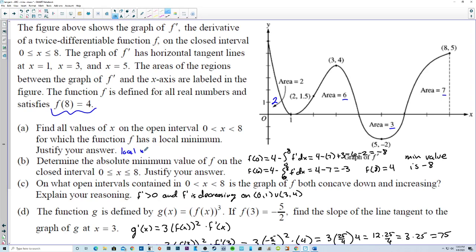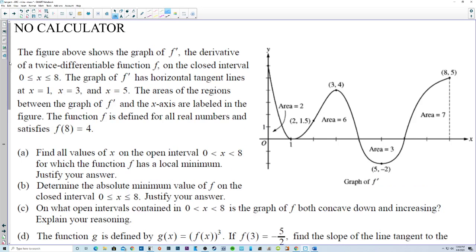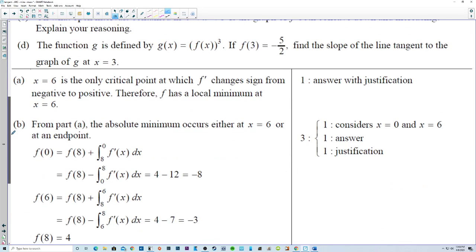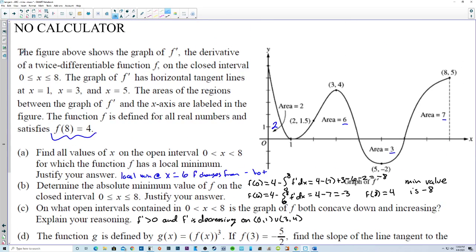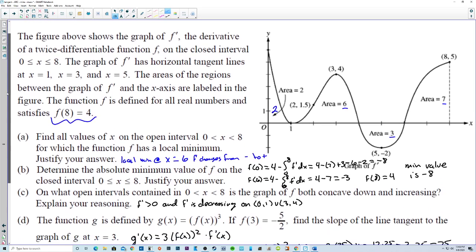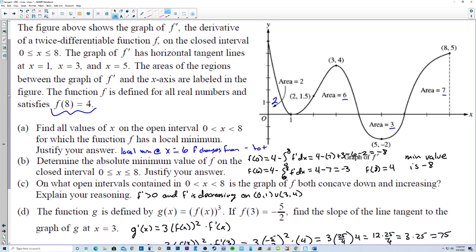Local min at x equals 2, 3, 4, 5, 6. F prime changes from negative to positive. Let's make sure that's right. Here's the rubric. Yeah, x equals 6 is the only critical point. Got it. I had originally put a maximum in there. Shame, shame.